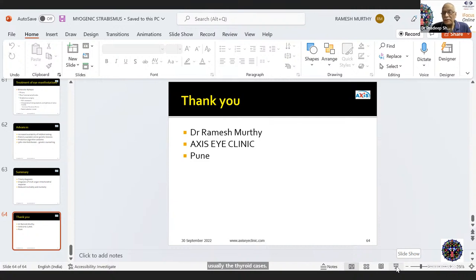Whereas in myasthenia gravis, the ptosis would be the more important feature. If both are there, then we have to see, and imaging may also help. And of course, the blood tests for the thyroid would be there. But as you can see, the patient may be euthyroid at the time of the thyroid eye disease problem.